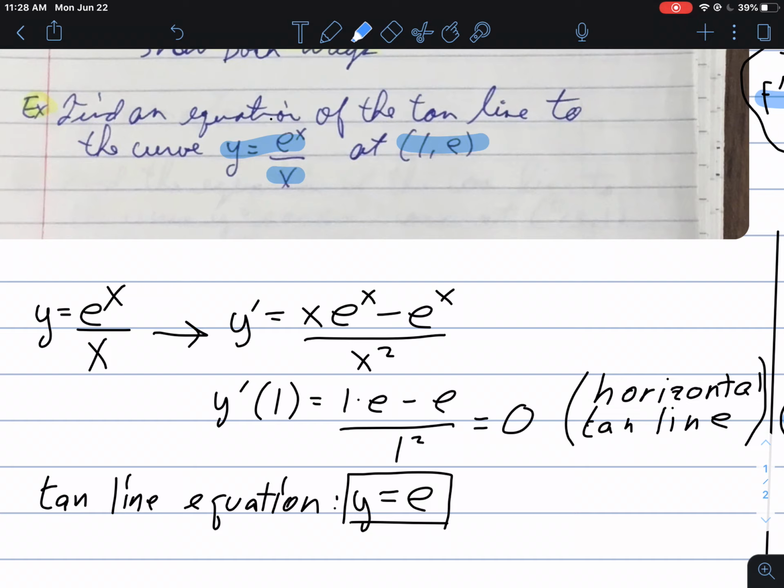So here's y prime, which is low d high minus high d low. Now notice I didn't write anything else there. What's the derivative of the denominator? The derivative of x is 1.